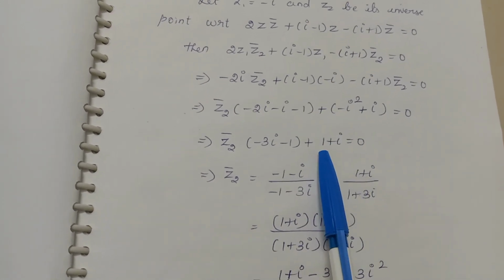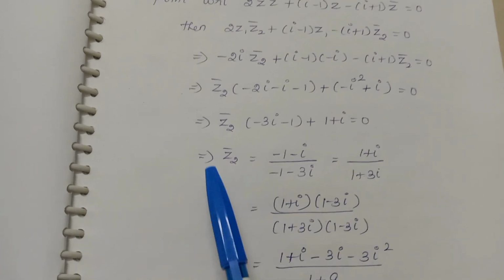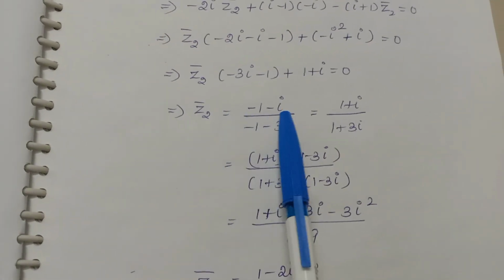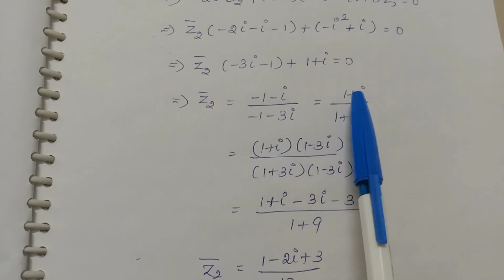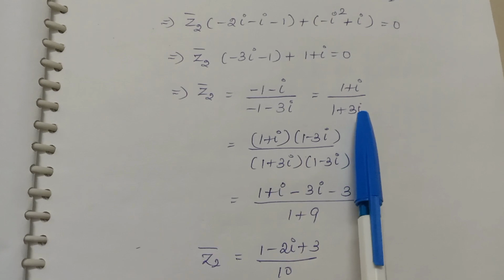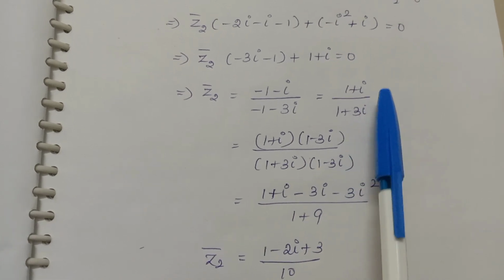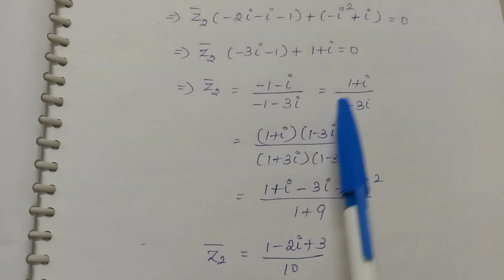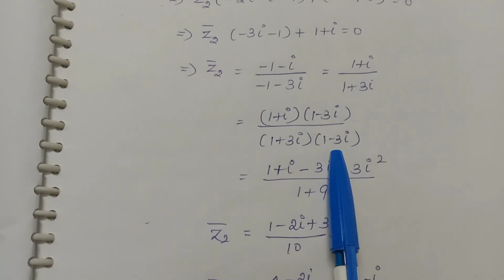So minus of minus will be plus 1 plus i equal to 0. So z2 bar equal to minus 1 minus i by minus 1 minus 3i, so it's equal to 1 plus i by 1 plus 3i. Whenever you have i in the denominator, you have to eliminate it by multiplying and dividing by its conjugate. It's 1 plus 3i, so multiply and divide by 1 minus 3i.